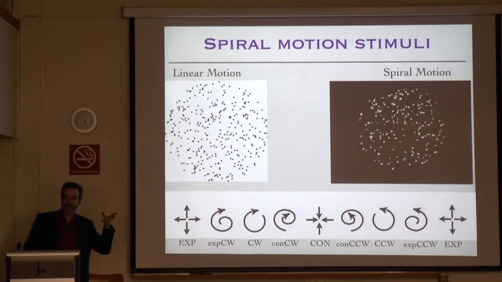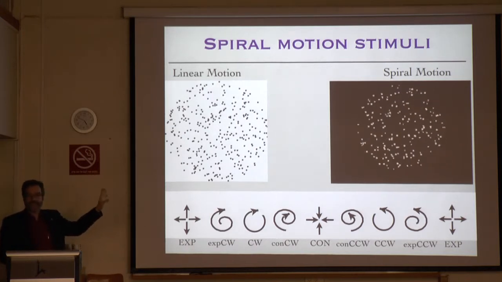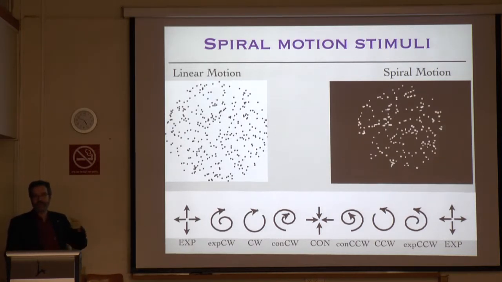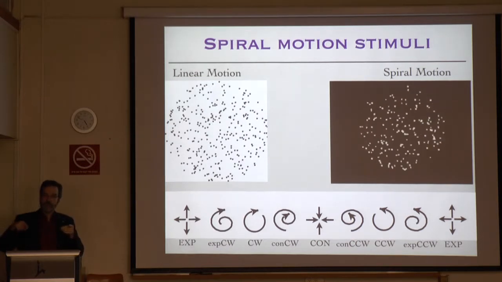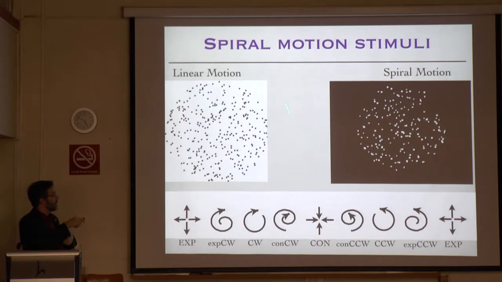The reason I'm showing this is it's nice because it sort of looks like linear motion, but more practically speaking, neurons in MST show the same tuning curves that we see for linear motion in MT to these patterns. And that means we have a nice stimulus to try out attentional modulation in MST.